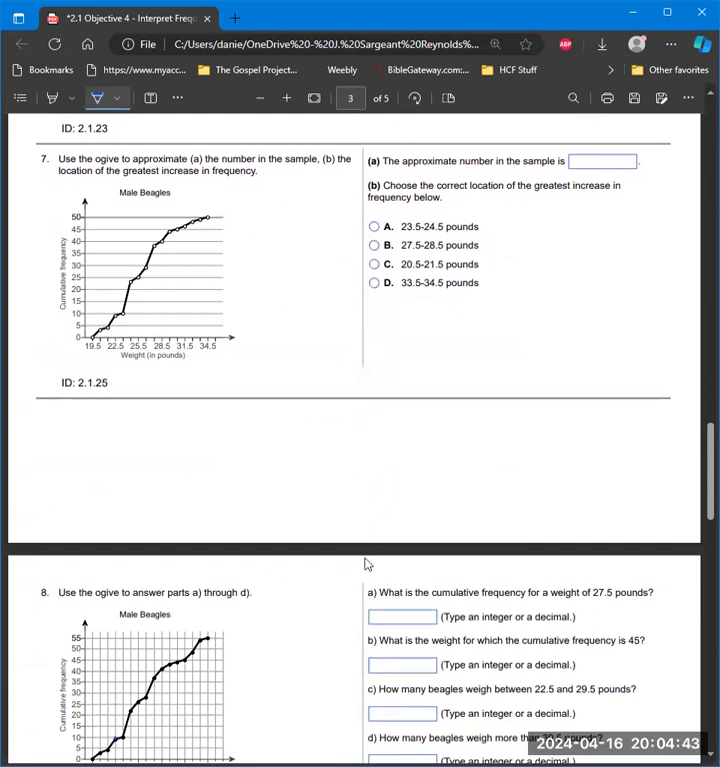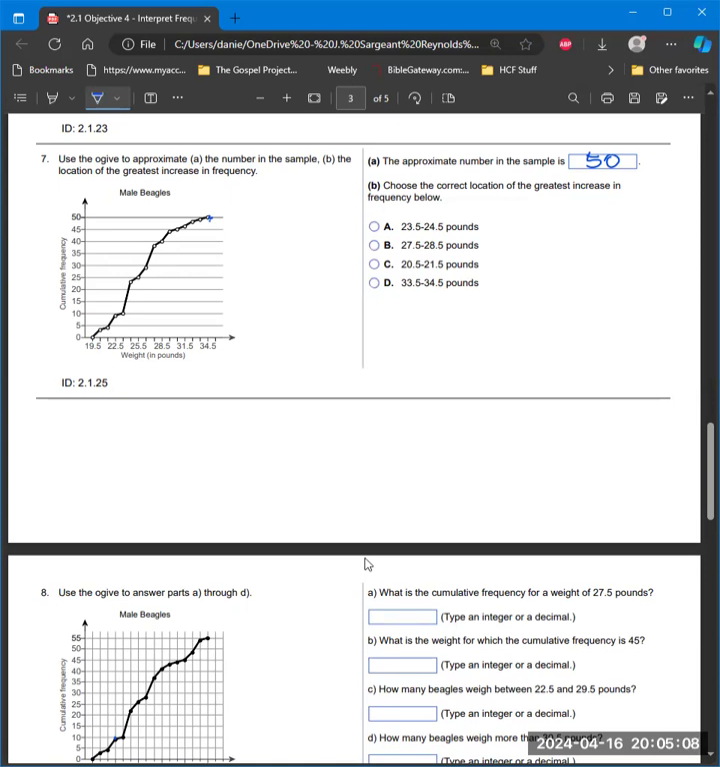Notice that the ogive is always increasing. It ends up here with the sum of the cumulative frequency here is going to be equal to the number of people sampled. So the number of people in the sample is about 50, because that's where our ogive ends up there on the y-axis.